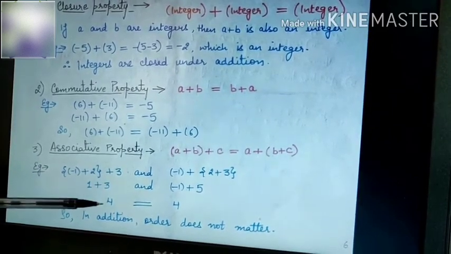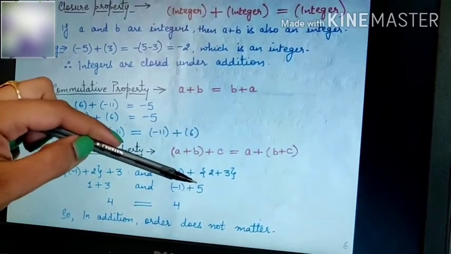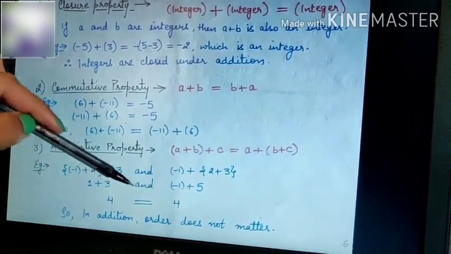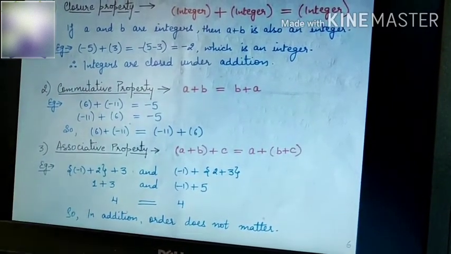So 1 plus 3 is 4. In the right hand side, 2 plus 3 is 5. Minus 1 plus 5, 4. So LHS and RHS are equal. That means in addition, order does not matter.